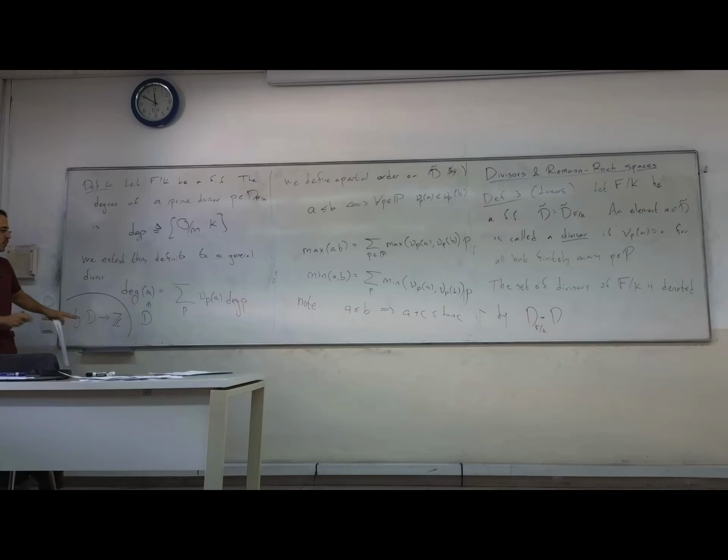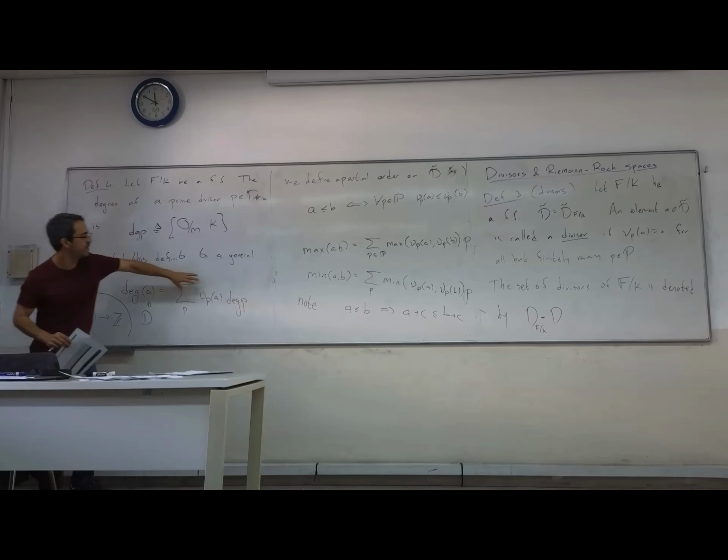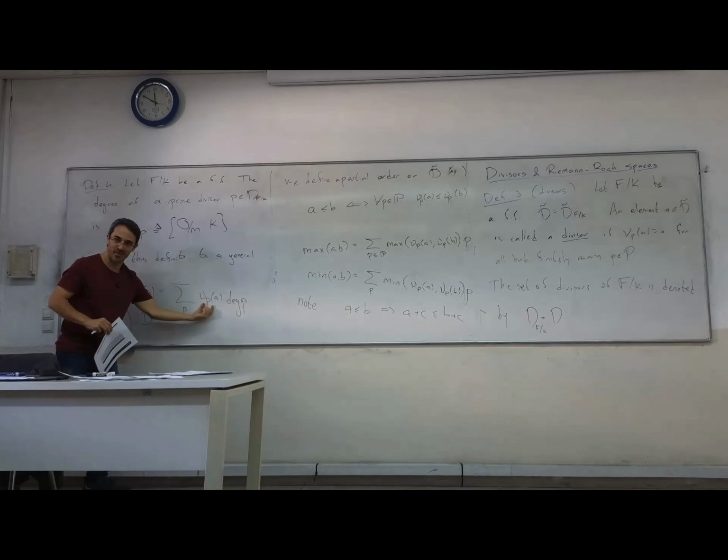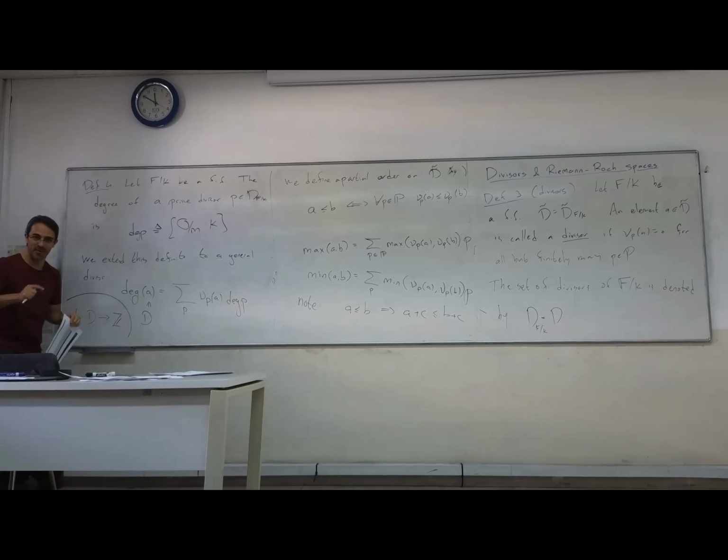Right, and it's a group homomorphism because when you add A and B, then the degrees are added. Not because of anything deep about that, just because VP of A plus B is VP of A plus VP of B, because it's VP of divisors, not VP of functions. So this is a group homomorphism. Okay.